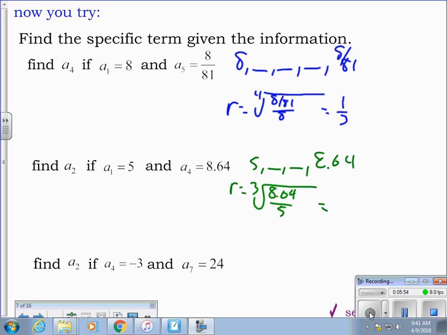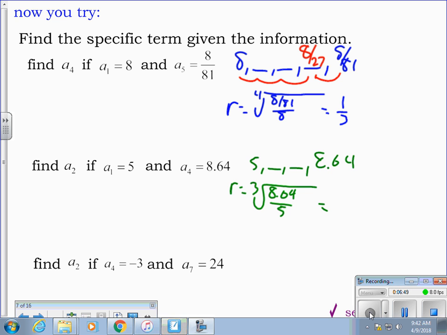So on the first one, 8 blank blank blank, 8 over 81. So it's once again the fourth root. 8 over 81 divided by 8 is 1 over 81. It's the fourth root of 1 over 81, which is 1/3. So I want to find the fourth term. Now, I have two choices. I can either go times 1/3 times 1/3 times 1/3, or divide by 1/3 once. I'd rather divide by 1/3 once than multiply by 1/3 3 times. Does that make sense? Either way, you'll get the same answer of 8 over 27.